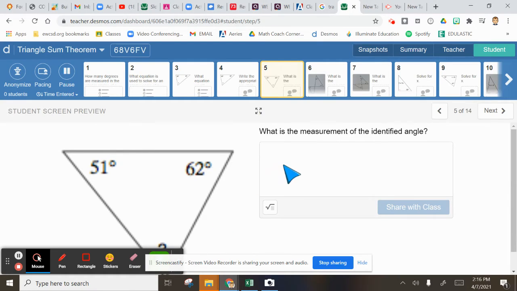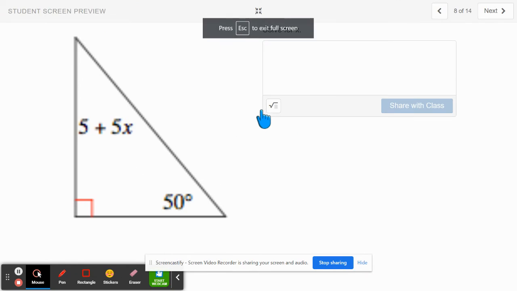Let's get into the ones that are a little more challenging. All right, this is a great one. Why don't you write this down in your notebook? I'm going to do the same. We're going to do a couple of these challenging ones. So it's 5 plus 5x. Write it down. Notice we have a 90 degrees in here.